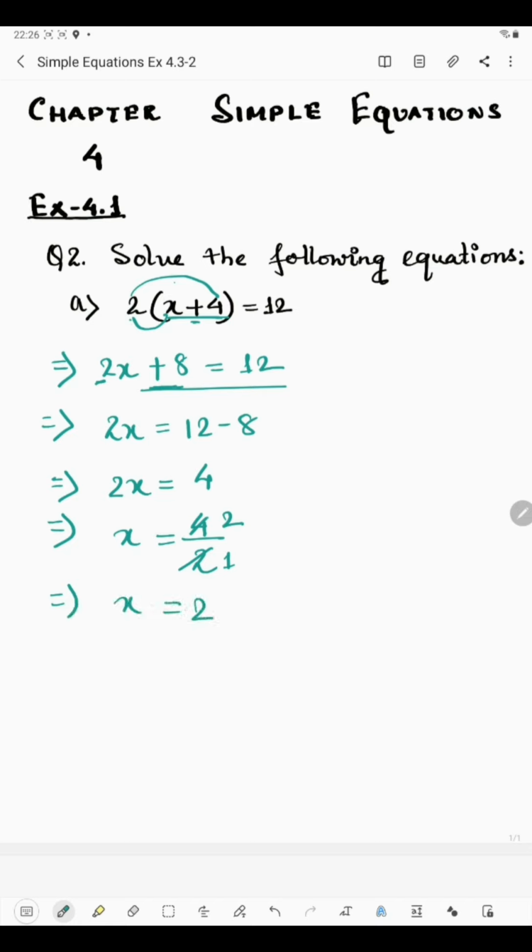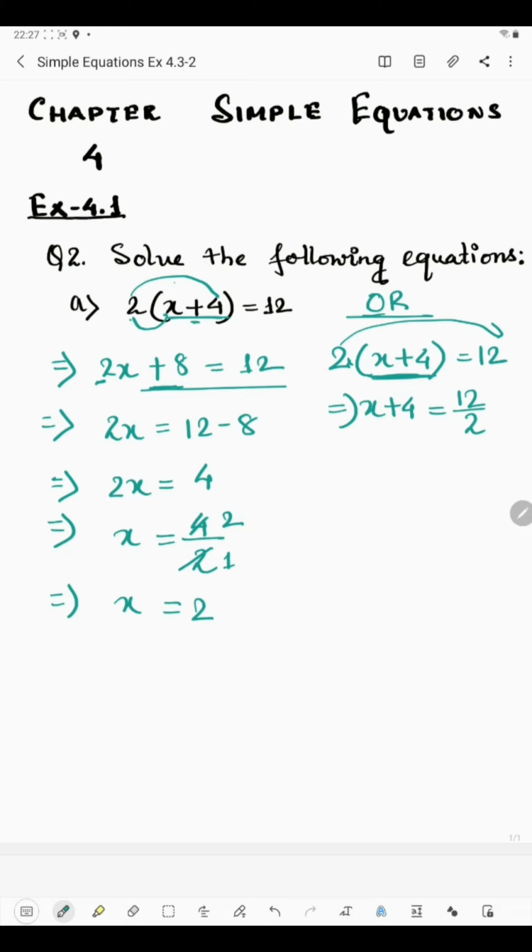Okay, and another way to solve this equation is 2 into (x plus 4) is equal to 12. Now if you consider this as a number, 2 is multiplied by this. So if you transpose 2 to the other side, it will be division. So this number will remain the same on the left hand side. So x plus 4 will remain the same on the left hand side and we will just transpose 2 to the other side. So it will be 12 divided by 2.